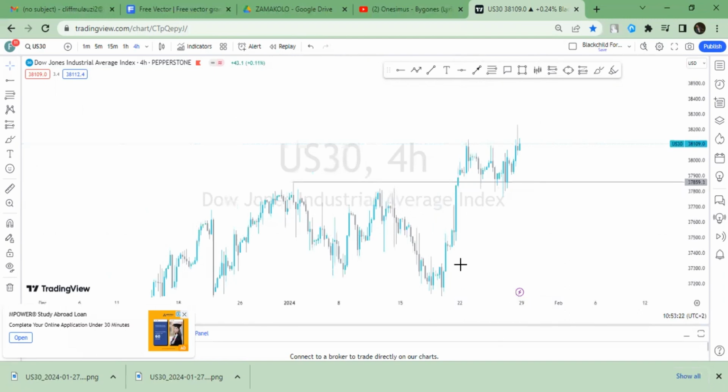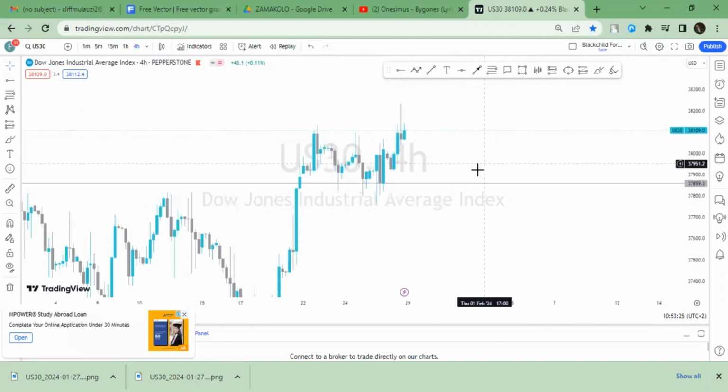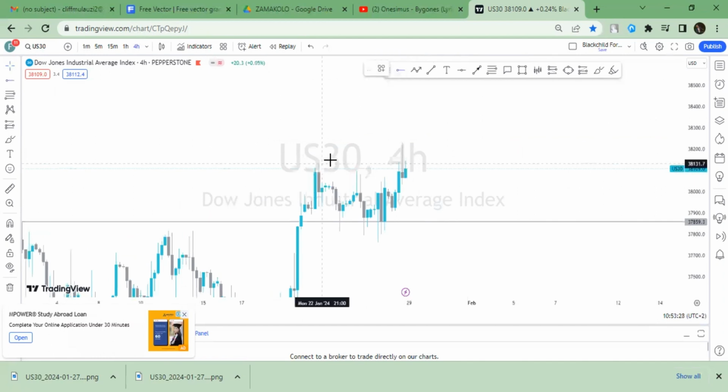Next, I'm going to identify another highest high at this particular moment, which is this one. Forget about what you're seeing here, because it wasn't there at the time I was analyzing the charts, but looking at this, you know.